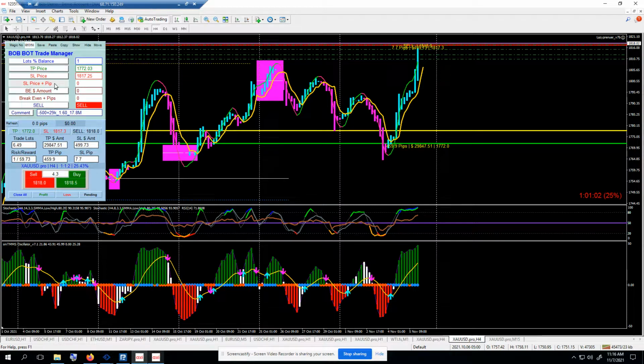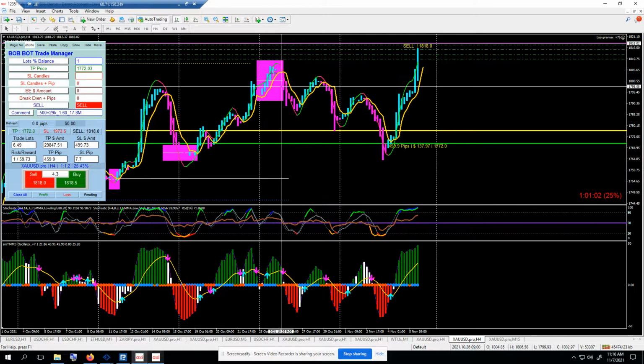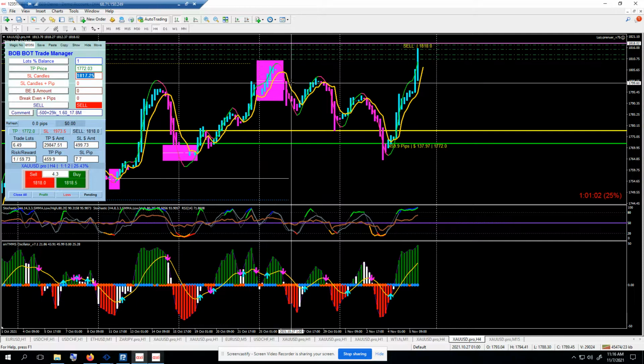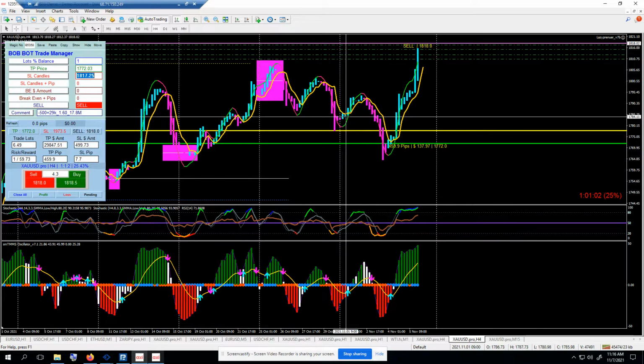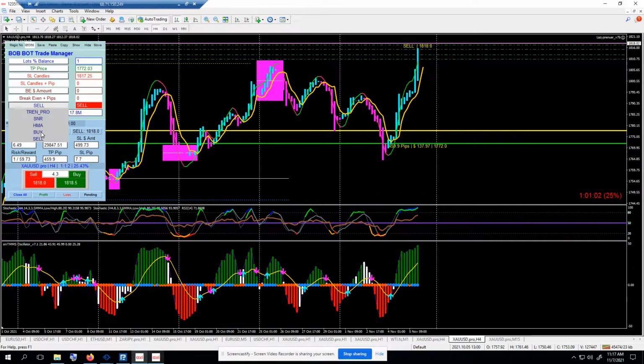The stop loss price plus pips would be whatever I add. I would like the stop loss, like if I put candles. So let's say I say 2 candles, for example. In this case, it wouldn't be applicable because there's no candles above it. Let's use a different price. Let's go here. So I'm going to go on a buy. Oh no, it would only apply to the latest candles. So let's go on a buy.